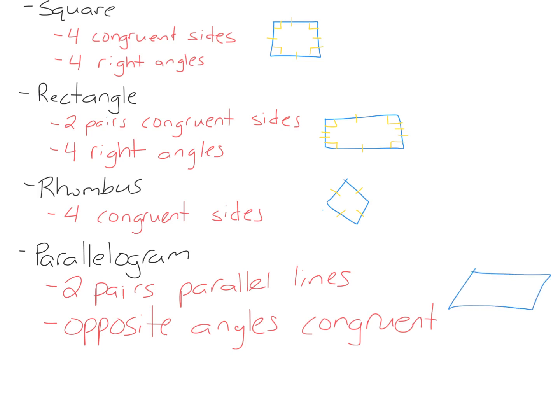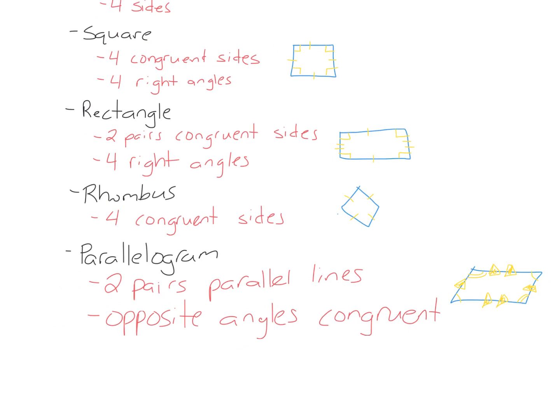So parallelogram, we have our parallel lines. Remember, the arrows symbolize what? Parallel lines, yep. And then opposite angles cutting across the shape are congruent to each other. Remember, acute goes with acute, obtuse goes with obtuse. What if we have an acute and an obtuse angle? What do they add up to? 180 degrees, yep.